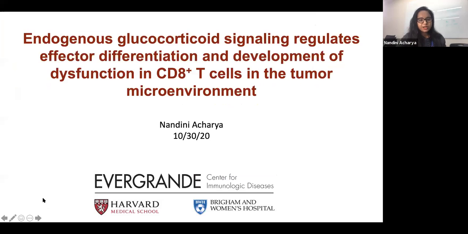So today I will be talking about my recent work, which was published in Immunity, where we've shown that endogenous glucocorticoid signaling can regulate effector differentiation and also promote T cell dysfunction in the tumor microenvironment.